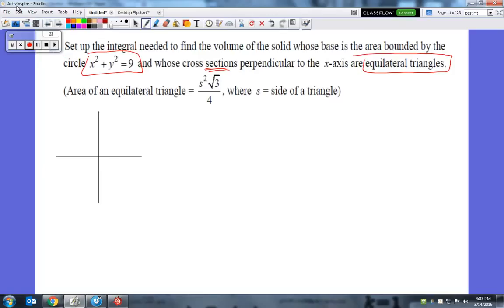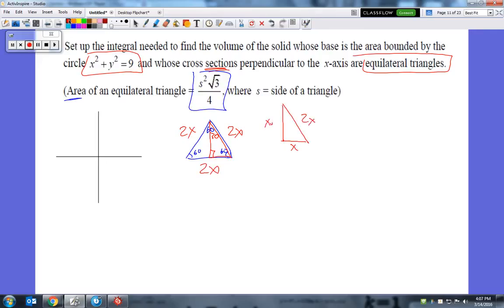Let's come up with the equation for the area of an equilateral triangle. This should be memorized. If you don't have it memorized, you can always say to yourself, I know an equilateral triangle has 60, 60, and 60. I can create a 30, 60, 90 right triangle. Give the hypotenuse 2x, 2x, and 2x. So if I was just looking at this, I know this is x, this is 2x, this would be x root 3.